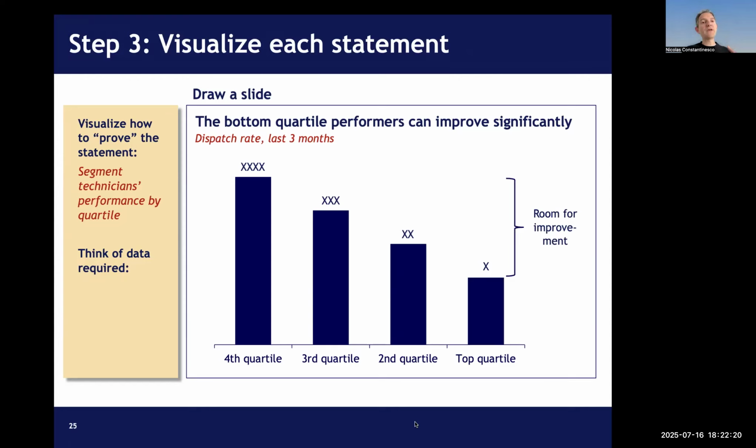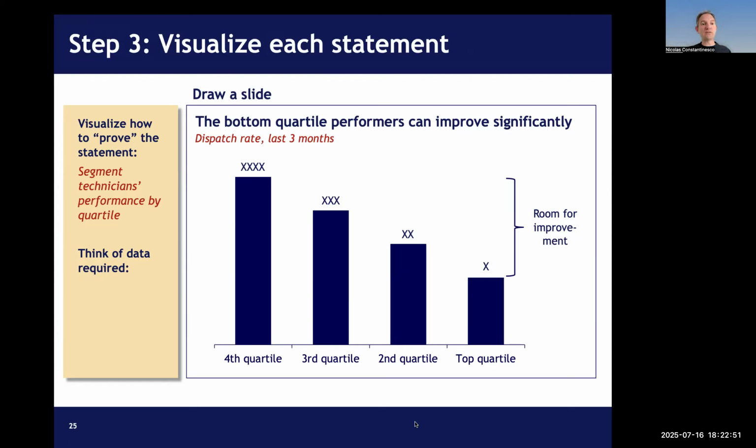So now remember what we're saying, that the bottom quartile performers can improve significantly. So really our hypothesis here is that this room for improvement is big. Now all we need to do is go collect the data to see if that room for improvement really is big. And if it is, we've pretty much demonstrated that they can improve significantly. We don't know how yet, but that there is that potential.